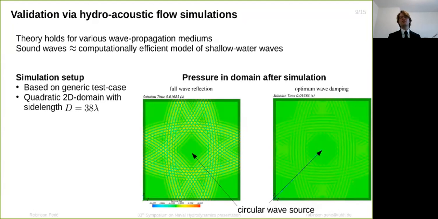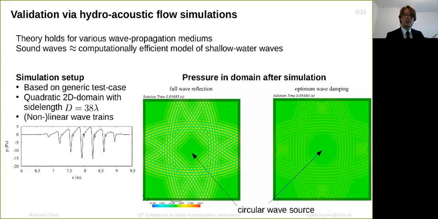Here are results for the pressure in the domain after the simulation, on the left for full wave reflection, so 2 small source terms, and on the right-hand side for optimum wave damping. There's a circular wave source in the center of the domain that generates a short wave train, and the domain is very large, as you see, 38 wavelengths. And I investigated both linear wave trains and nonlinear wave trains. As you've seen here, the nonlinear wave trains are a sawtooth wave.